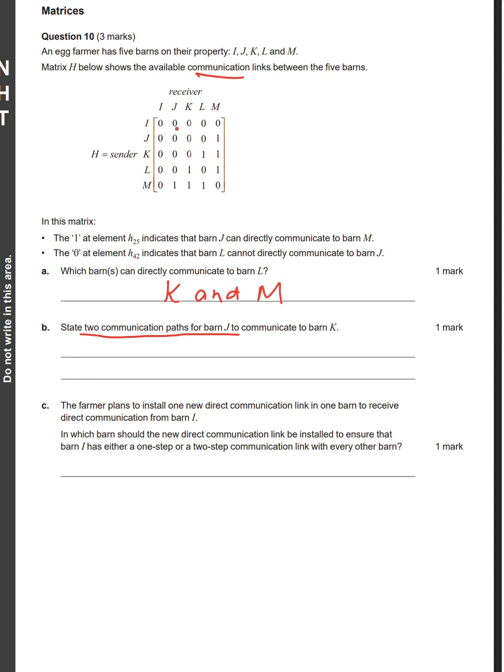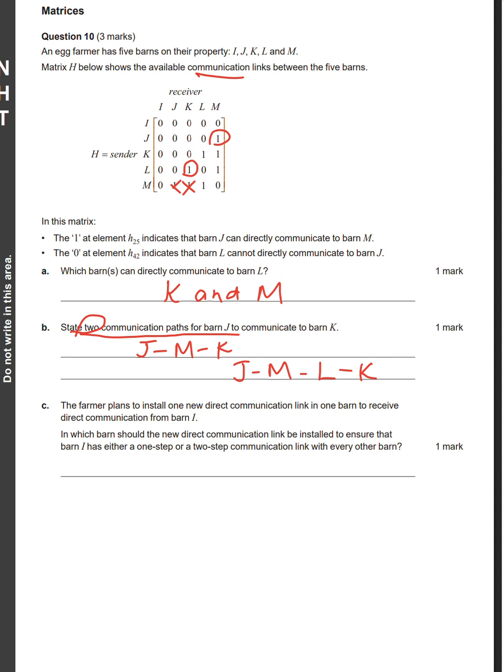So J at the moment can only communicate with M. So J has to go to M, and then M can communicate with K. But there needs to be 2. So let's have a look at another one. Now we know that J has to go through M because that's the only one that J can actually communicate with. Now, there's no point for M to go back to J. We've already done K, which means M must communicate next with L, and then L can communicate with K. So J, M, L, K.